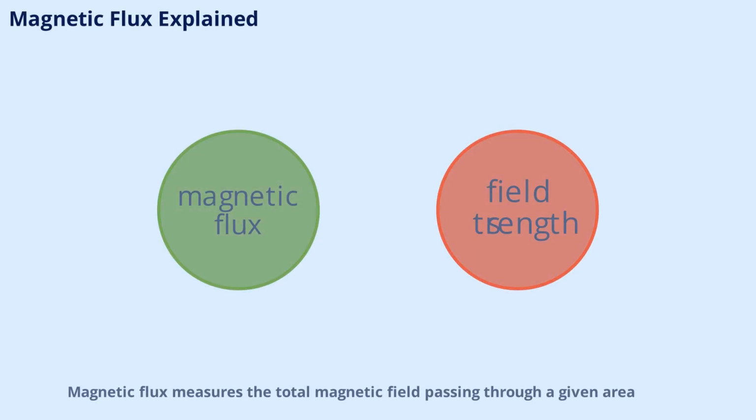Magnetic flux measures the total magnetic field passing through a given area. It's a key concept for understanding how magnetic fields interact with objects. The amount of flux depends on the strength of the magnetic field and the area it passes through. Changes in magnetic flux are what induce currents in coils, as seen in generators and transformers. This concept helps engineers design efficient electrical devices.